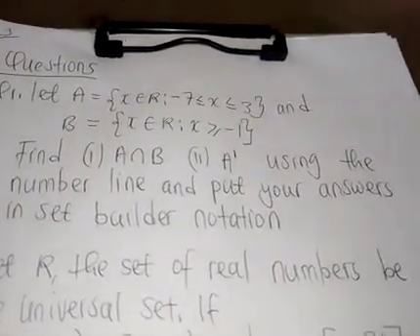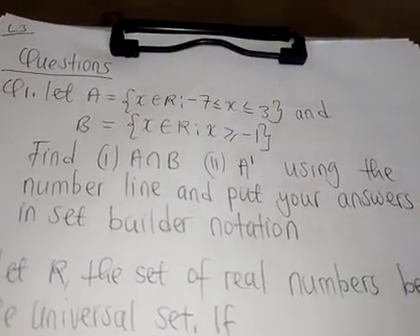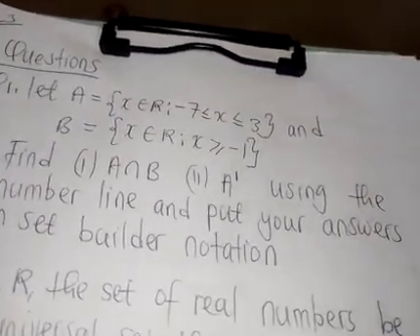So here we are solving using the number line. We find A intersect B and A complement using the number line. So let's get the A which we have there. Inside I'll say solution.